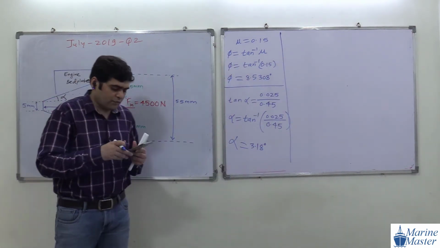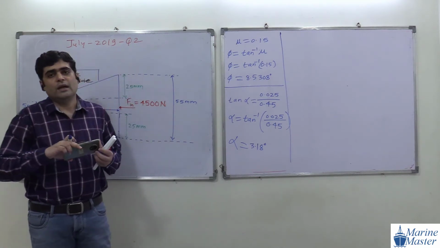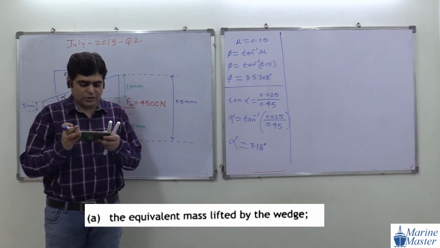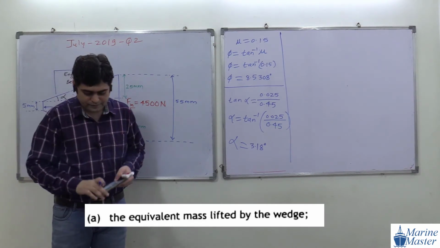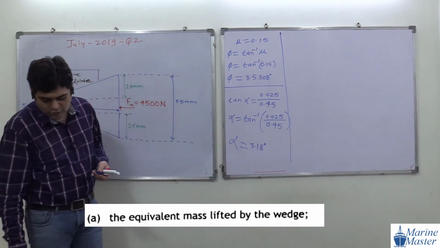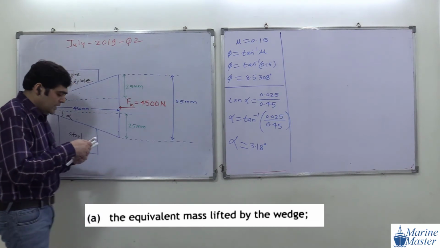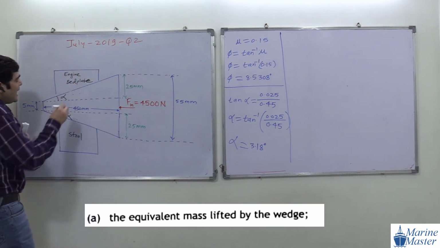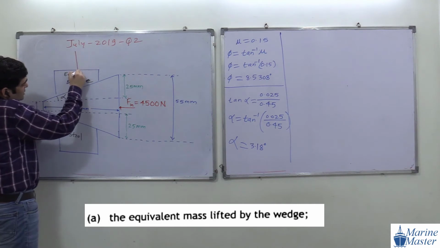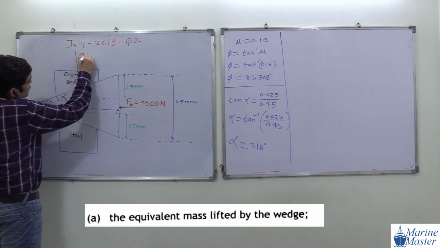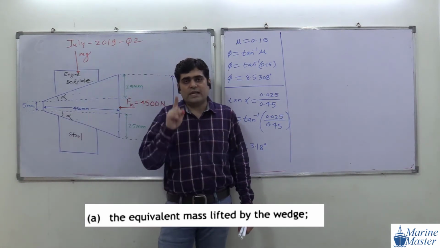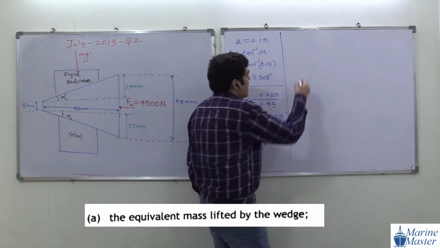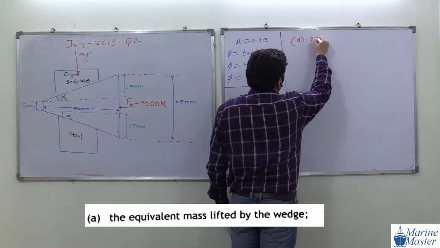Now we are going to see what they are asking us in the question. In the A part, what they are asking us? The equivalent mass lifted by the wedge. Means how much mass is going to be lifted by the wedge. So here the load will act. This load will be what, guys? mg. So in A part, what is our target? In A part we have to find out what?